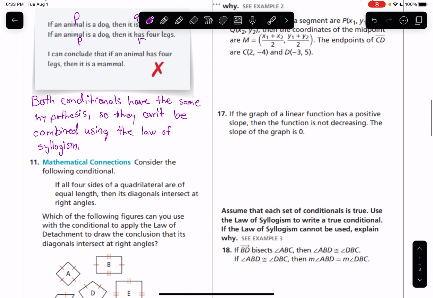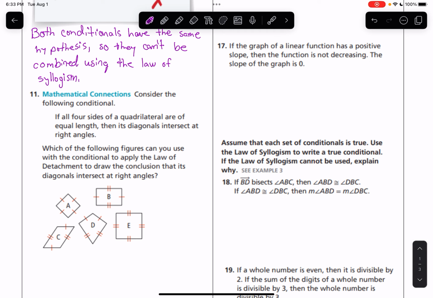All right. Number 11, consider the following conditional. If all 4 sides of a quadrilateral are of equal length, then its diagonals intersect at right angles. Which of the following figures can you use with the conditional to apply the law of detachment to draw the conclusion that its diagonals intersect at right angles? So what this is asking for is which of the following figures satisfies the hypothesis of this statement, if all 4 sides of a quadrilateral are of equal length, right?